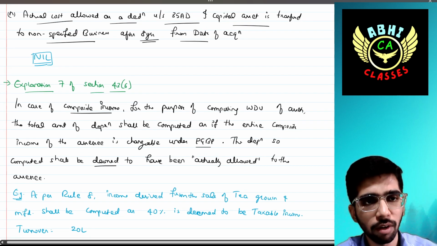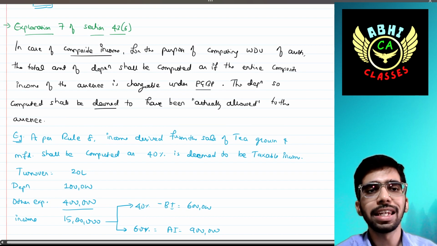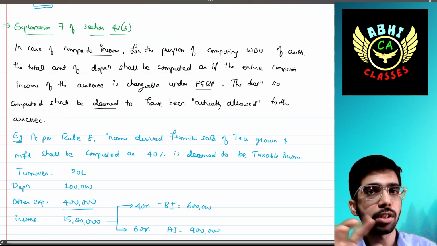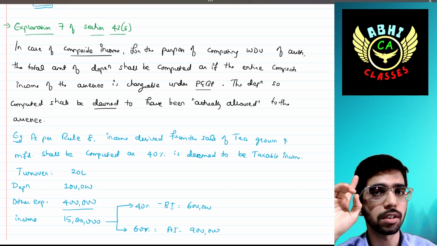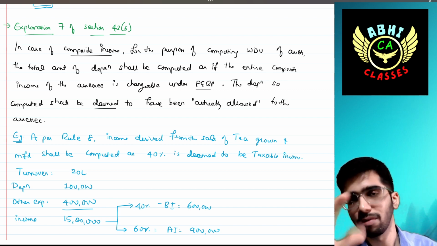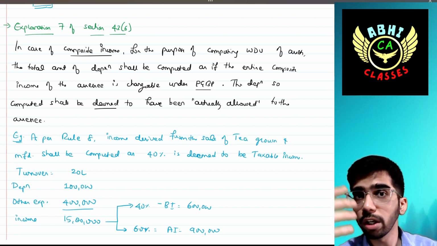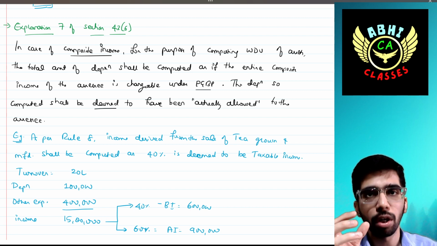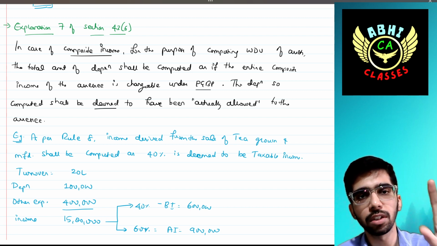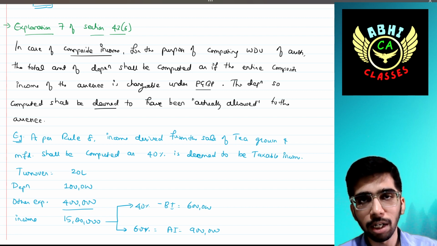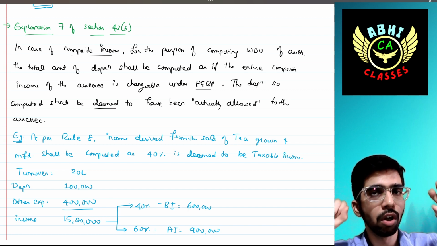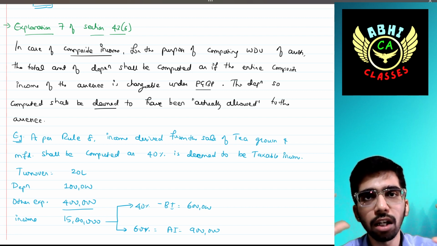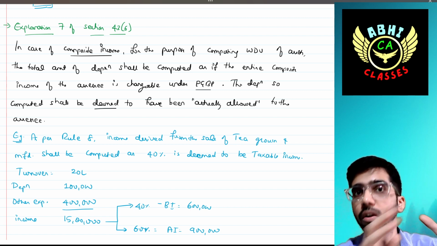Okay, then explanation 7 of section 43 subsection 6. It says that in case of composite income, which we have discussed under the agriculture concept, that is tea, rubber, coffee, for the purpose of computing WDV of the asset, the total amount of depreciation shall be computed as if the entire composite income of the business is chargeable under PGBP. That means we will not see whether it is a portion of agriculture income or business income. We would see that the entire depreciation is charged only for the business purpose.